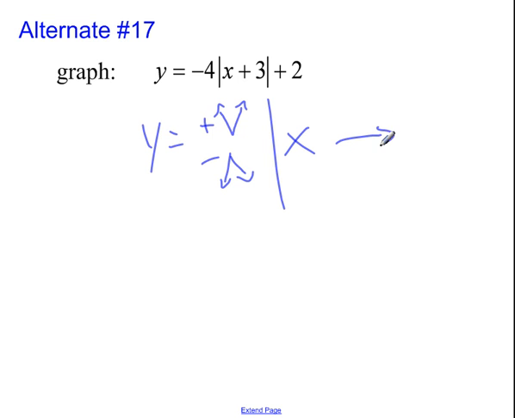Alright, this number here is going to tell us whether we're going left or right, but it's the one on the inside, so it's always opposite. Positive going to the left, negative going to the right. Our number on the outside is going to tell us what we're going up and down with our vertex. Positive is up and negative is down, just like it normally should be.